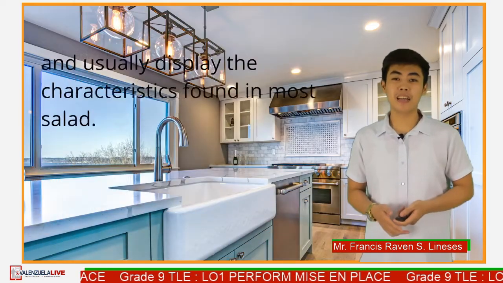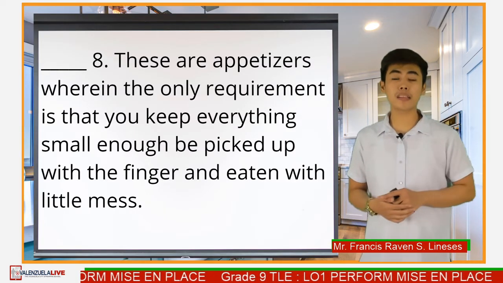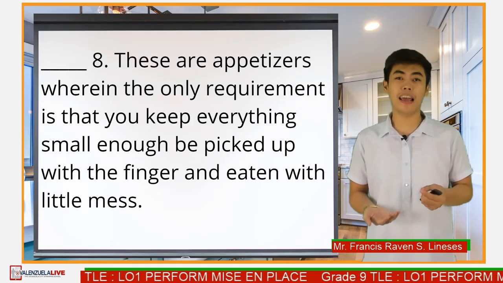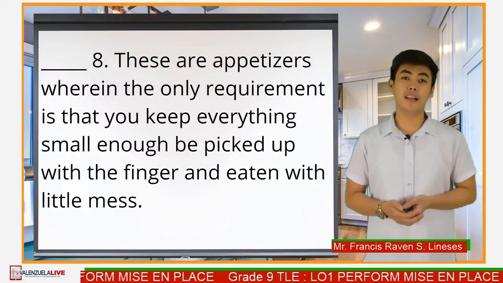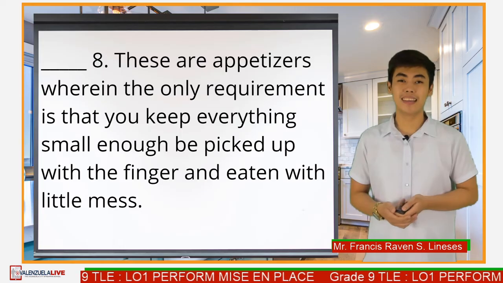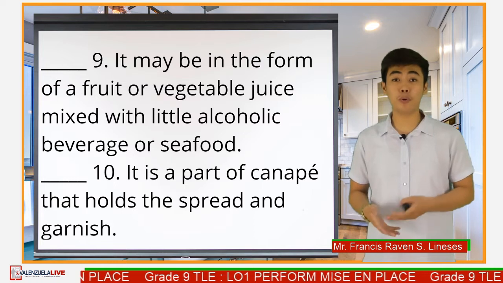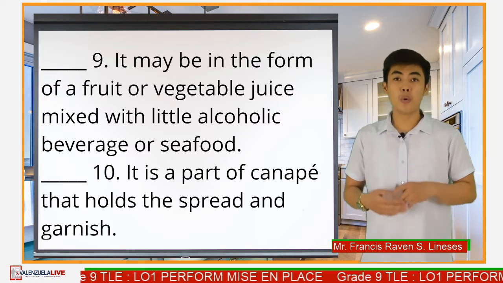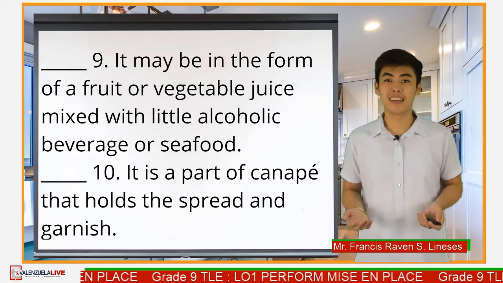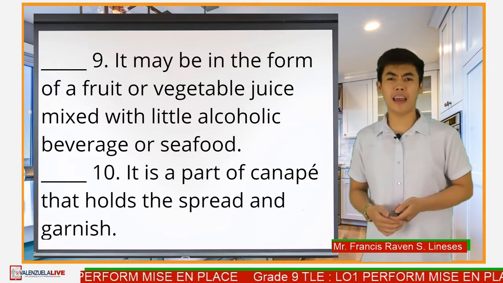Okay, next. Number 8. These are appetizers wherein the only requirement is to keep everything small enough to be picked up with the finger and eaten with little mess. Next, number 9. It may be in the form of a fruit or vegetable juice mixed with little alcoholic beverage or seafood. Number 10. It is a part of canapé that holds a spread and garnish.